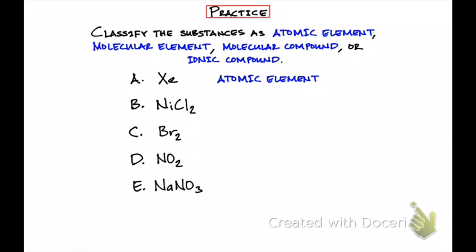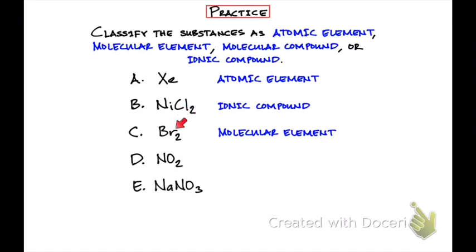What about nickel 2 chloride? So NiCl2, as you can see, when you analyze the chemical formula of this compound, you have nickel, Ni, which is a metal. And chlorine, when you look at the periodic table, chlorine is a nonmetal. So a metal plus a nonmetal gives you an ionic compound. And the third one here is Br2. So again, when you analyze this, you have two atoms of the same element, bromine, which makes this a molecular element.